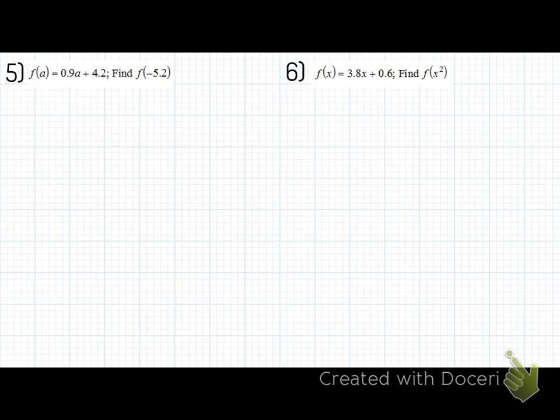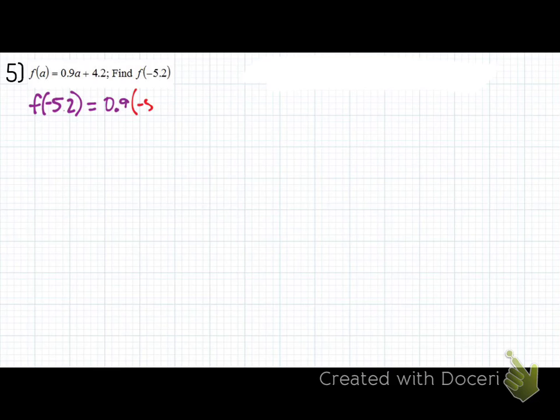Okay, good. Next one, number 5. Number 5, we got f of a is equal to 9/10 a plus 4 2/10. Okay, the function f of a. So let's pretend that we want to figure out what happens. What's the value of the output if our function has an input of negative 5 2/10? Okay, this is decimal, so similar to fractions, it's just a different format of a number. I'll help you out and start you up. So instead of a, we want to put in negative 5 2/10.